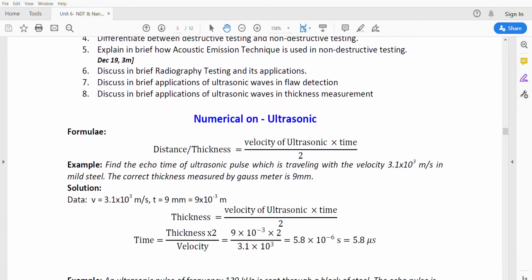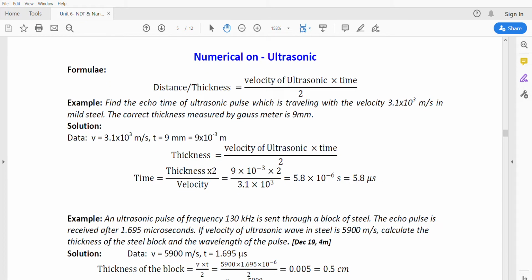We are having only one formula in this lesson, that is from the ultrasonic method. So the formula in this unit is: distance or thickness measurement is equal to velocity of ultrasonic waves into time upon 2. This formula is from the echo sounding technique.